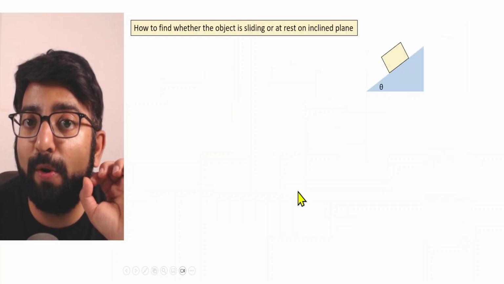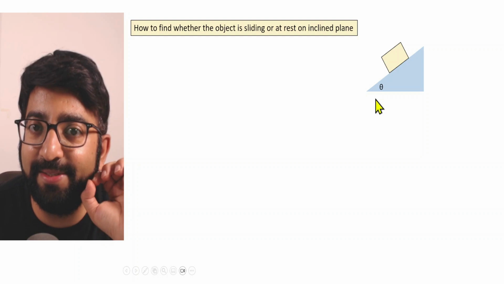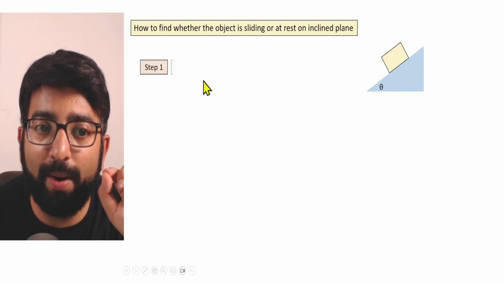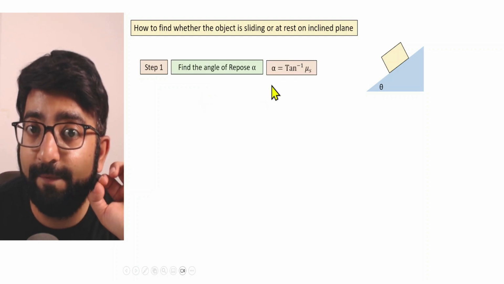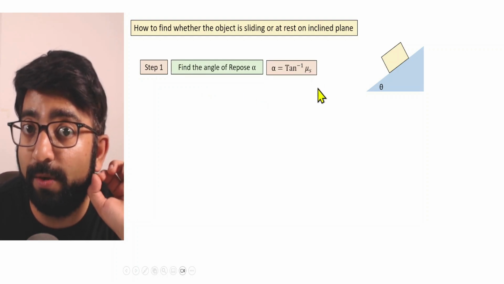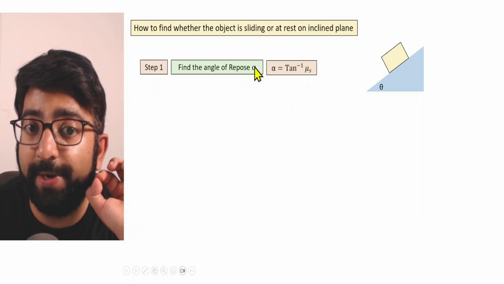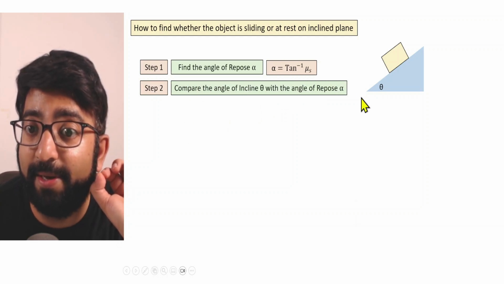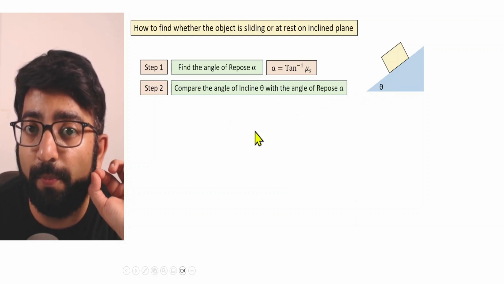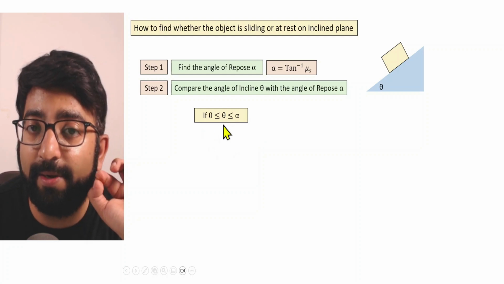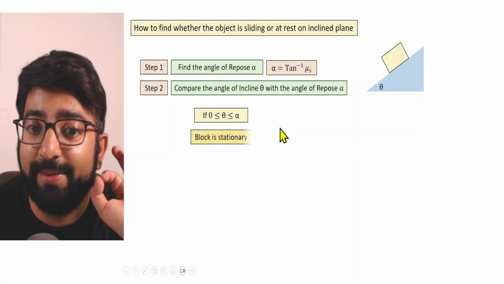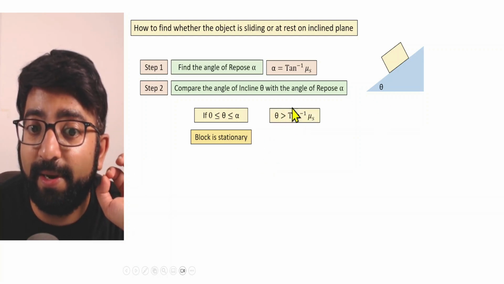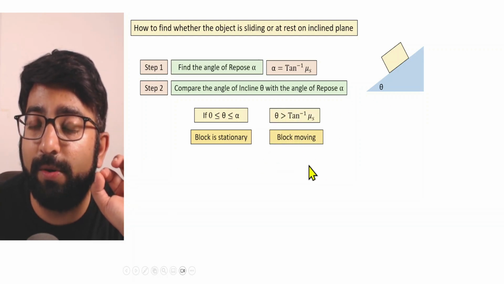But exactly how do we approach solving questions like this, questions involving friction on an inclined plane? Just follow a couple of steps. Step number 1 is to find the angle of repose alpha, which is just tan inverse mu s. In the questions, mu s will be given to us, so we need to find the value of alpha. And step number 2 is to compare the given angle of incline with the angle of repose alpha. In case the angle theta lies between 0 and alpha, then the block is stationary, the block is at rest. But if the angle of incline is greater than tan inverse mu s, then the block starts to move.